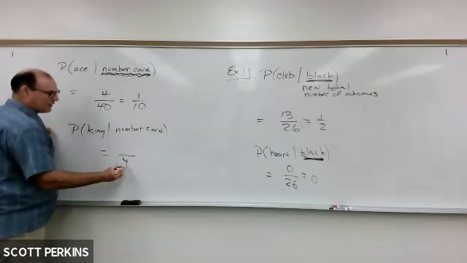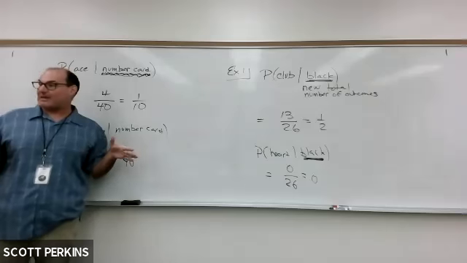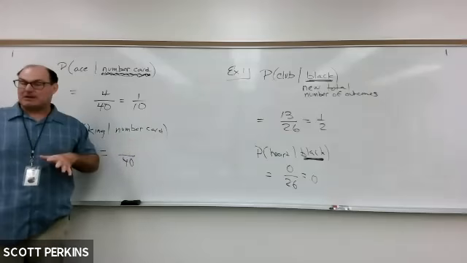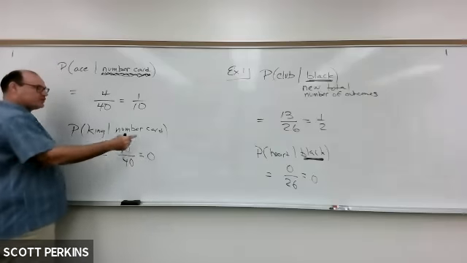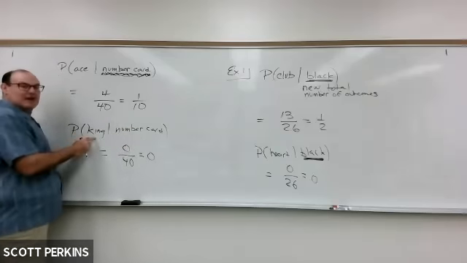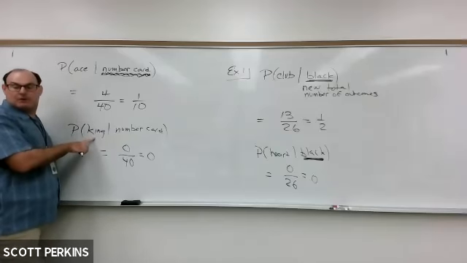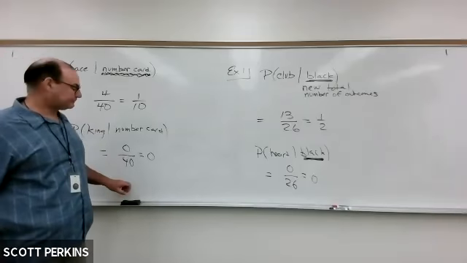Well, again, there's 40 number cards. So limiting myself just to those 40 number cards, how many of them have a king on them? None. The king's a picture card. It has no number on it, so that can't happen. Once you know that it's a number card, you cannot get the king. Okay, that's conditional probability. Let's look down at example 3.